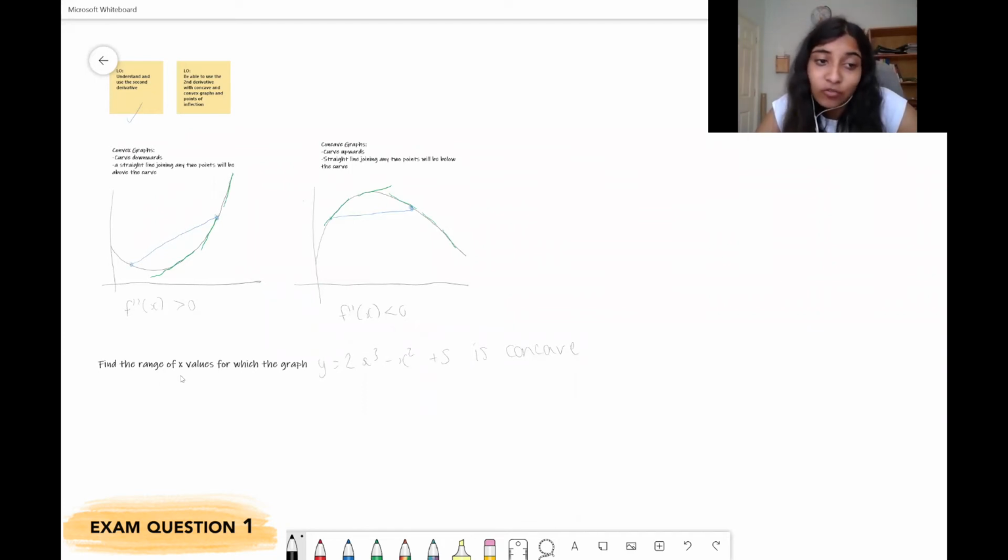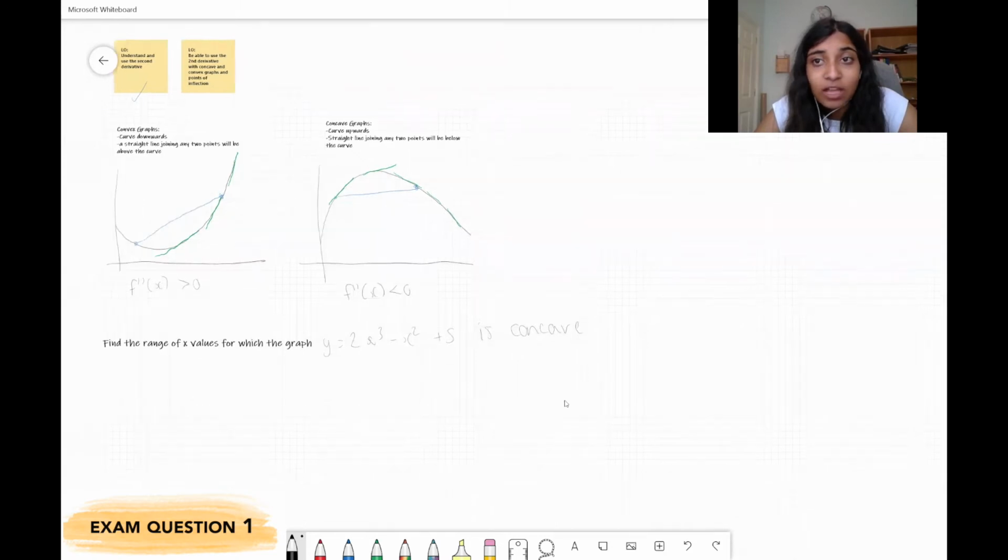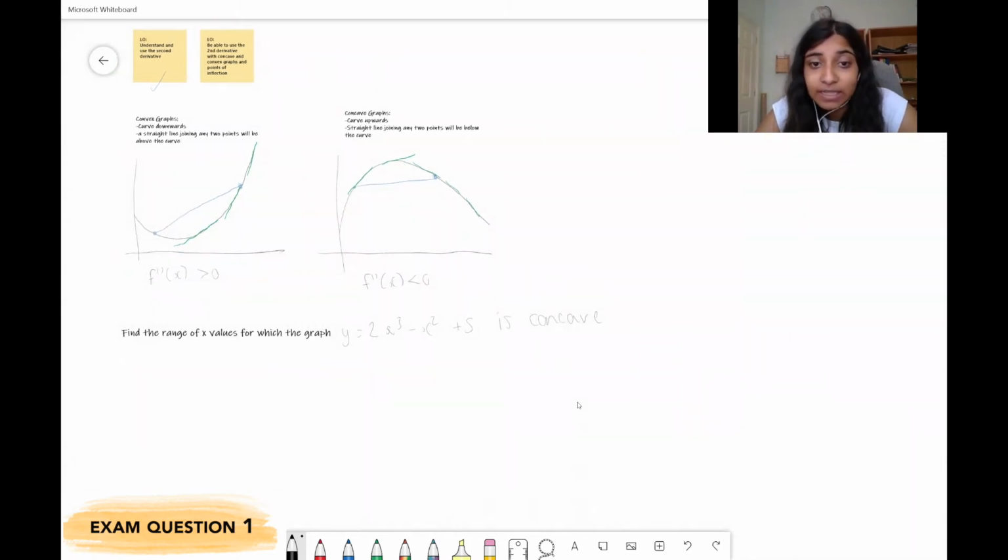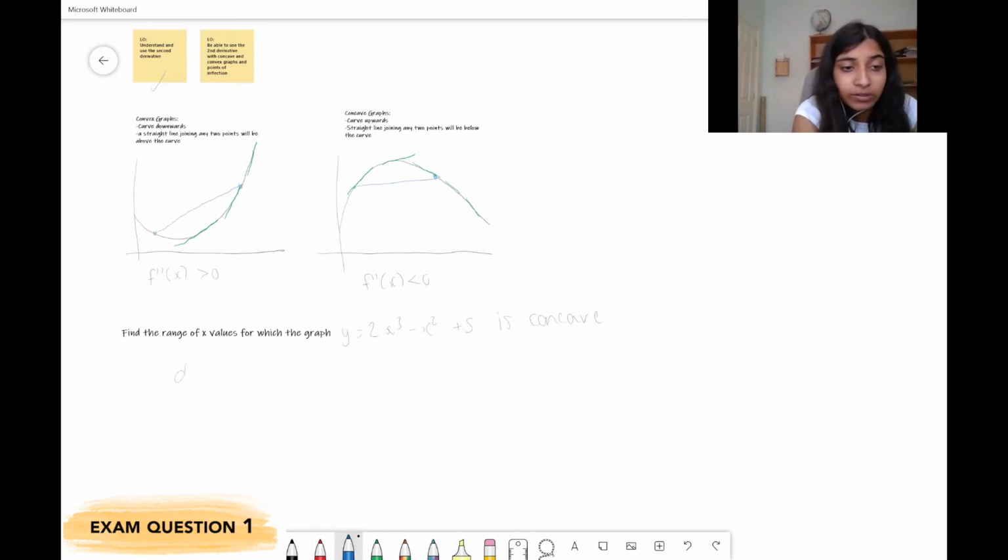So we want to find the range of x values for which the graph y equals 2x cubed minus x squared plus 5 is concave. To do this, we first want to find the second derivative of this curve. So first, we do dy over dx, the first derivative. That would be equal to 6x squared minus 2x, and then that's it. If you differentiate a constant, you just get 0.